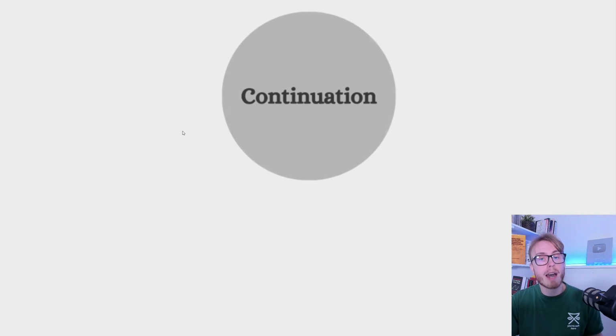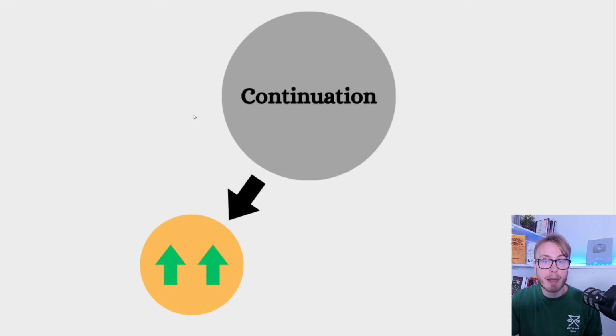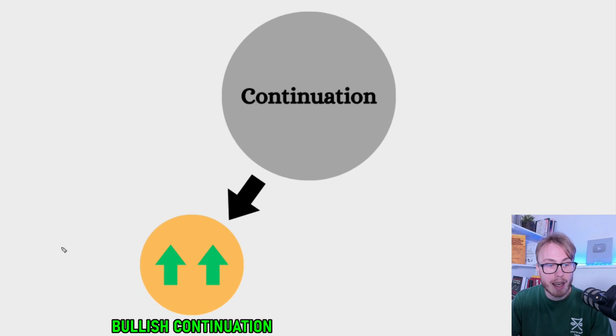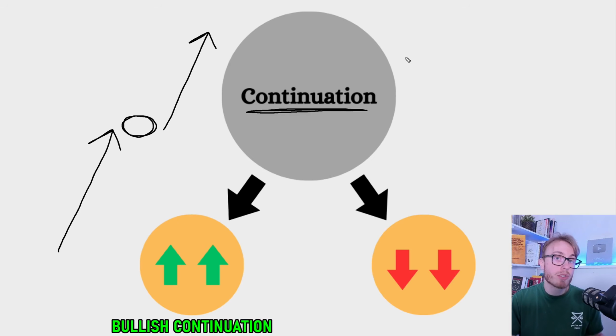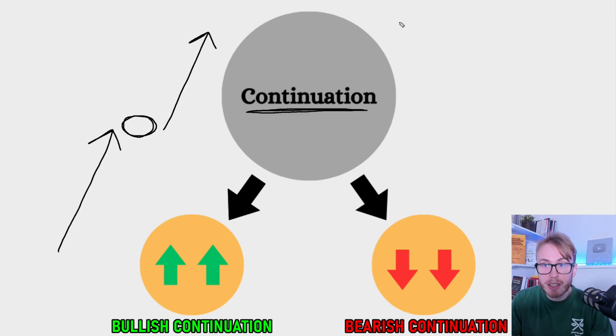But we also have two different types of continuation patterns. The first continuation pattern is the bullish continuation, and this means that before the pattern appears, the price is going up, then the chart pattern appears, but after the pattern, the price will continue to go up. That is why it's called continuation pattern. And of course, the opposite is true for the bearish continuation. For this one, the price goes down before the pattern appears, then the pattern appears, and after the pattern, the price continues to go down.